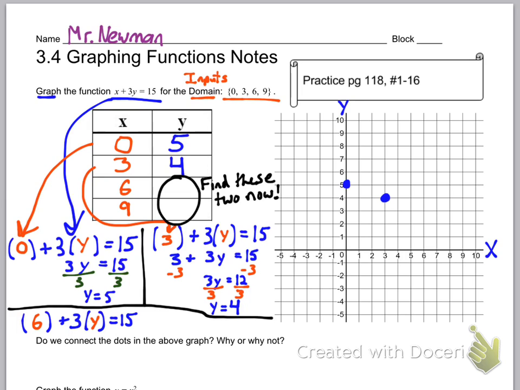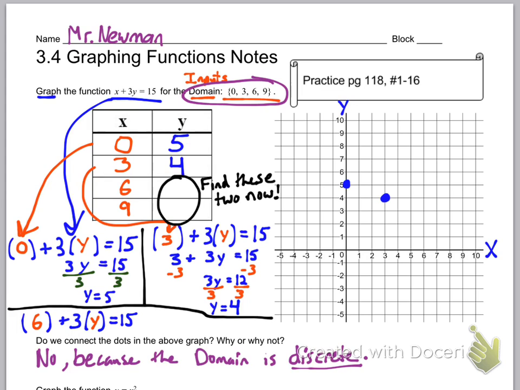Alright, now that you've got the points plotted and found out what those y values are, the question is, should we connect the dots in that graph? And the answer is no, because the domain, that's what we said right here, the domain is just those points. It's discrete. Remember that discrete means separate points, whereas continuous means they would be connected. In this case, the domain is discrete. If I don't say what the domain is, it means all possible numbers, all possible inputs. So then it would be continuous, and then we would connect the dots.